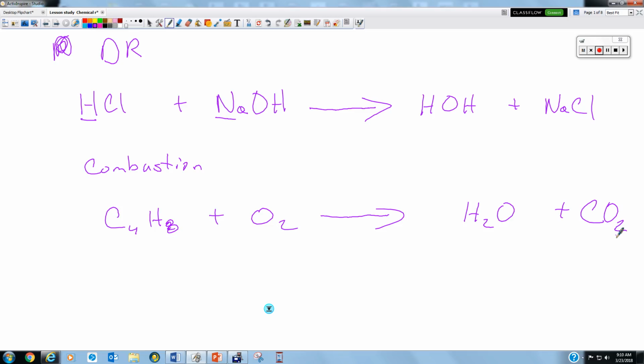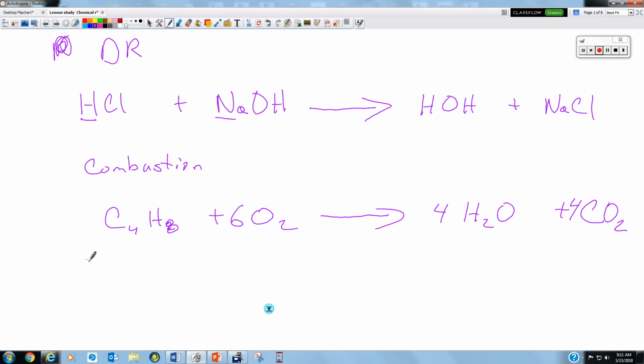Now, this is not balanced or anything like that. We could go back and balance it. So I have 4 carbons. That means I need 4 right there. I have 8 hydrogens. Here I have 2. So if I put a 4 there, that gives me 4 oxygens plus 8 oxygens. So that's 12. So I need 6 oxygens right there. All right, so that's a fairly easy one to balance.